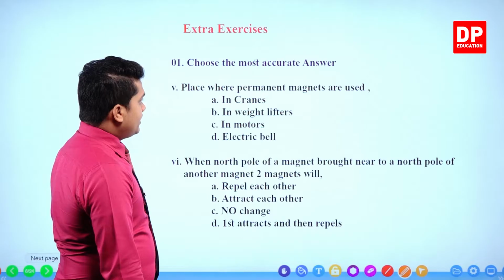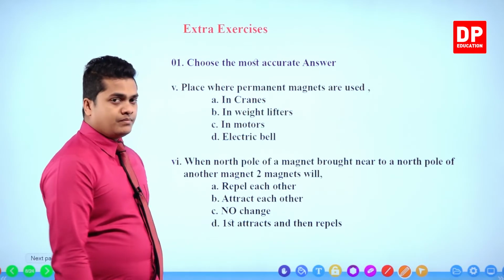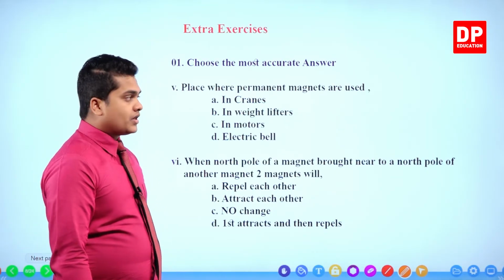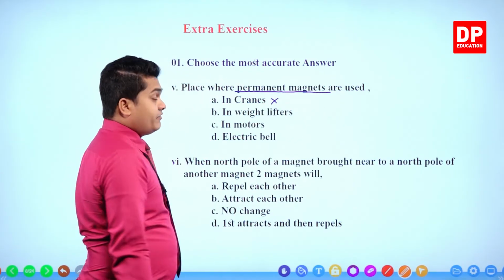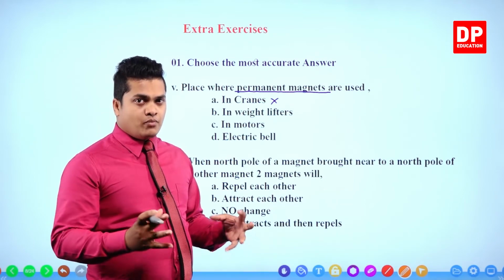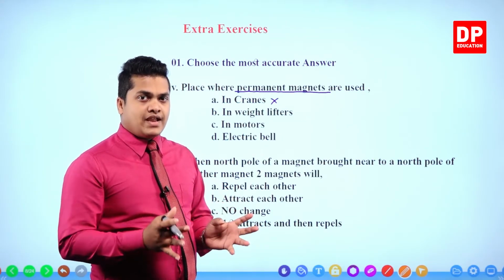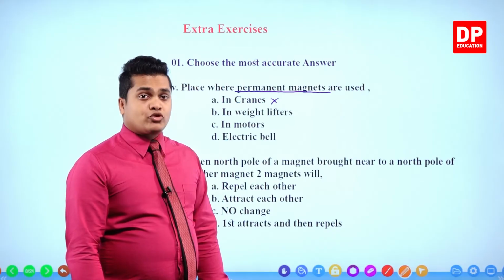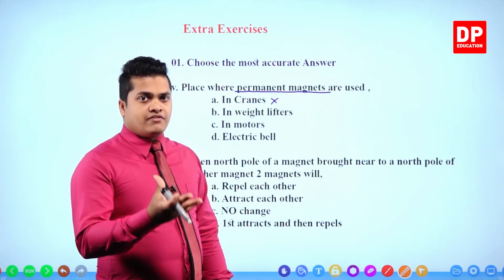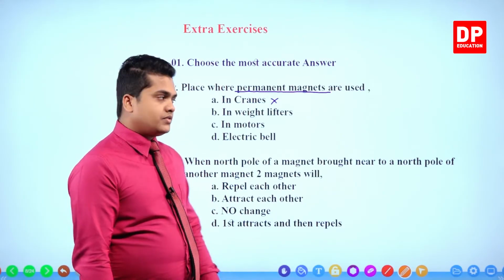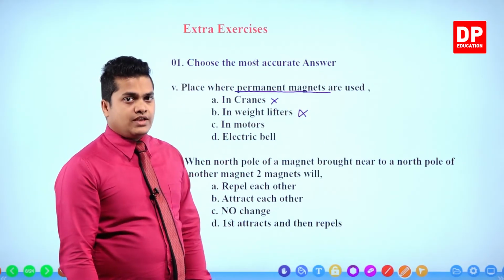Place where permanent magnets are used. Permanent magnets, right? So remember the term permanent magnet. In cranes, no, a crane is the weightlifter. Crane and weightlifter are the same thing, right? Weightlifters and cranes have the same mechanism. They use the electromagnet. So when you disconnect the electricity from the magnet, the weights are going to fall down, right? So weightlifters, that is also incorrect.